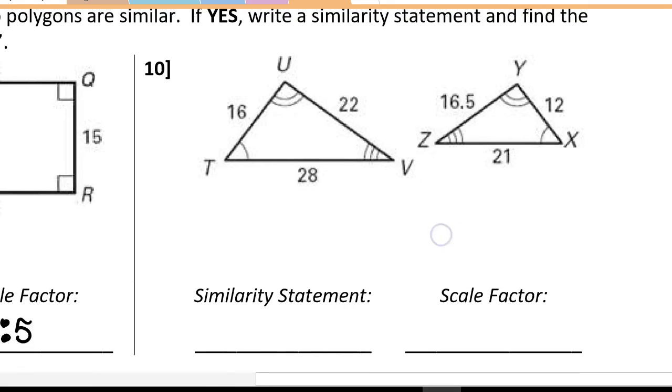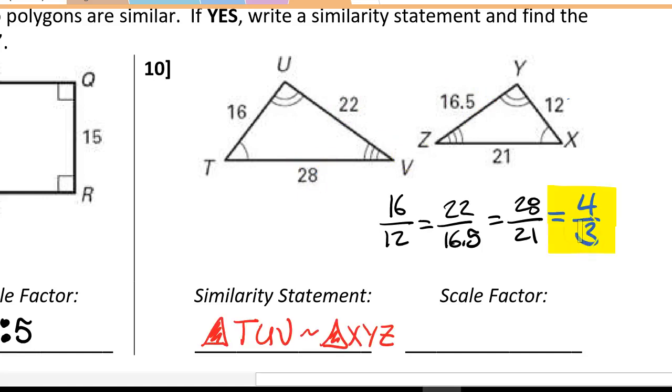Question number 10, we have a triangle. Same idea. We see that we have 3 congruent angles, so that means that their sides should be proportional. So 16 over 12 should reduce down to the same as 22 over 16.5 and 28 over 21. Do they? They do. They all reduce down to 4 over 3, meaning that triangle TUV is similar to triangle XYZ. Now the scale factor, we'll go from largest to smallest this time, just moving left to right, meaning that our scale factor is 4 to 3.